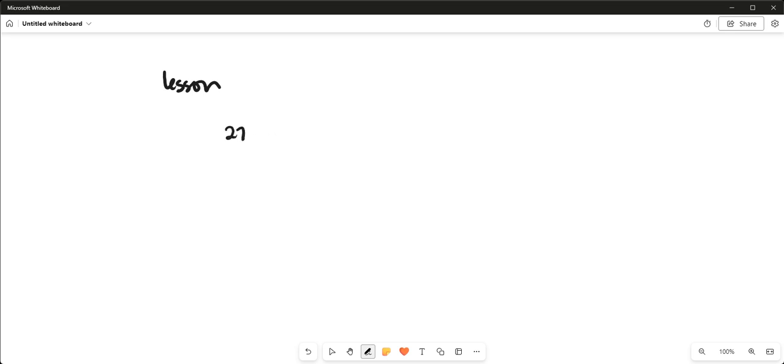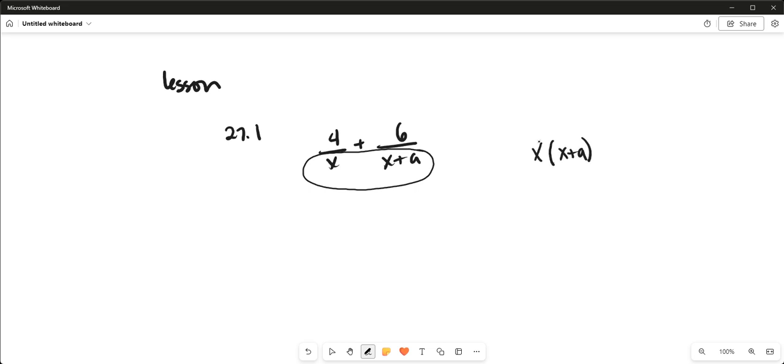So, 27.1, we are adding 4 over x plus 6 over x plus a. This is just like in a regular fractional addition problem. We have to have a like denominator. So that means that we have to use both of these factors, okay? So it's going to be x times x plus a as the denominator.